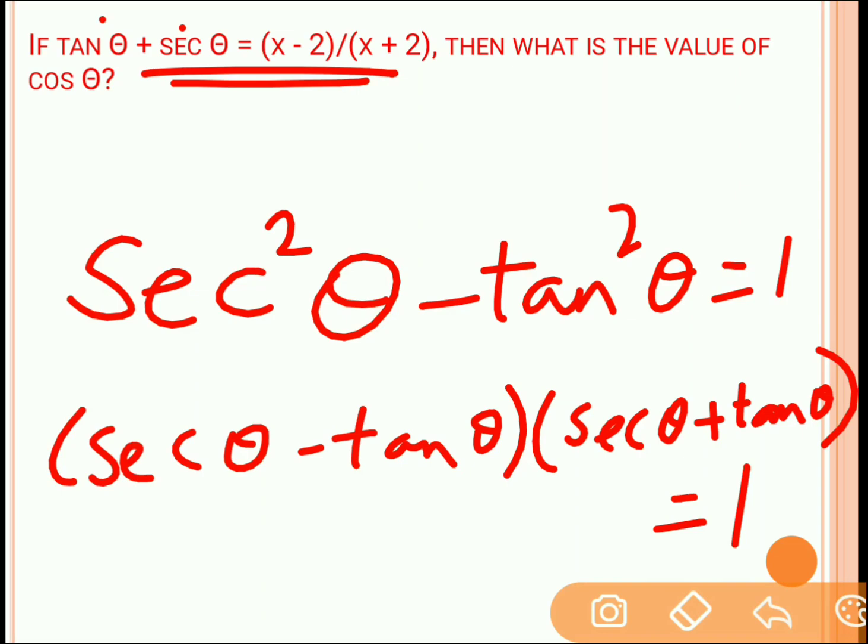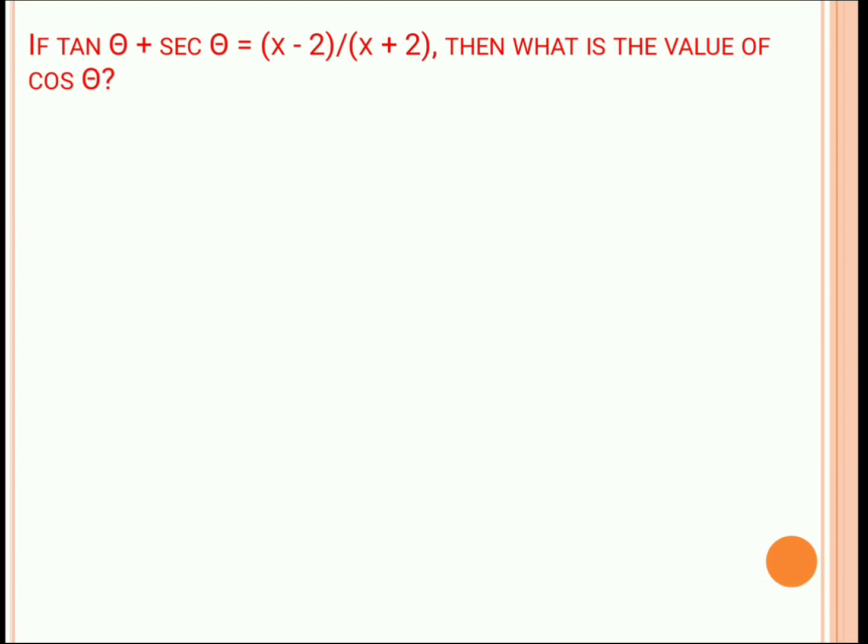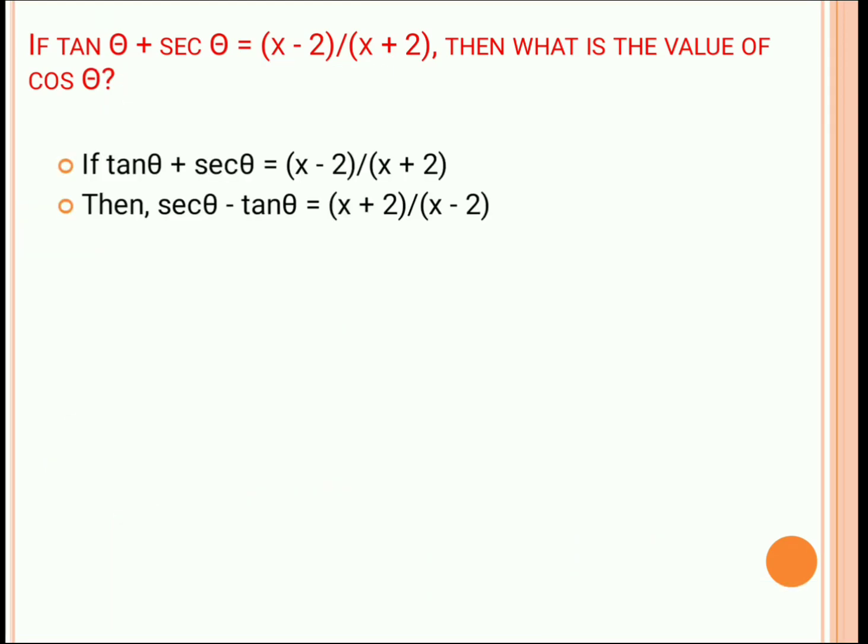Now the value of sec theta plus tan theta is given. From this expression we can find out the value of sec theta minus tan theta, because for the addition the value is x minus 2 upon x plus 2. So this expression can be utilized with the given identity, and we can replace sec theta plus tan theta in this expression with x minus 2 upon x plus 2. So from that we will get the value of sec theta minus tan theta. The value of sec theta minus tan theta will be x plus 2 upon x minus 2.